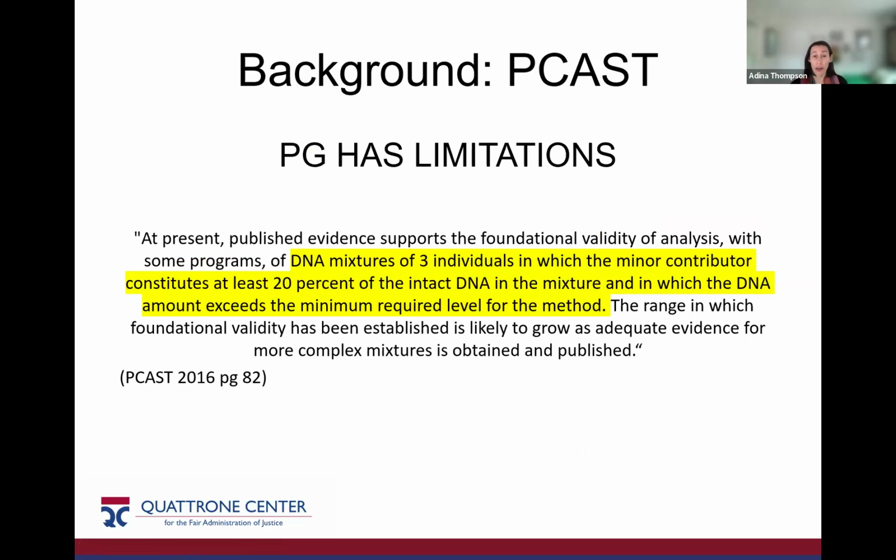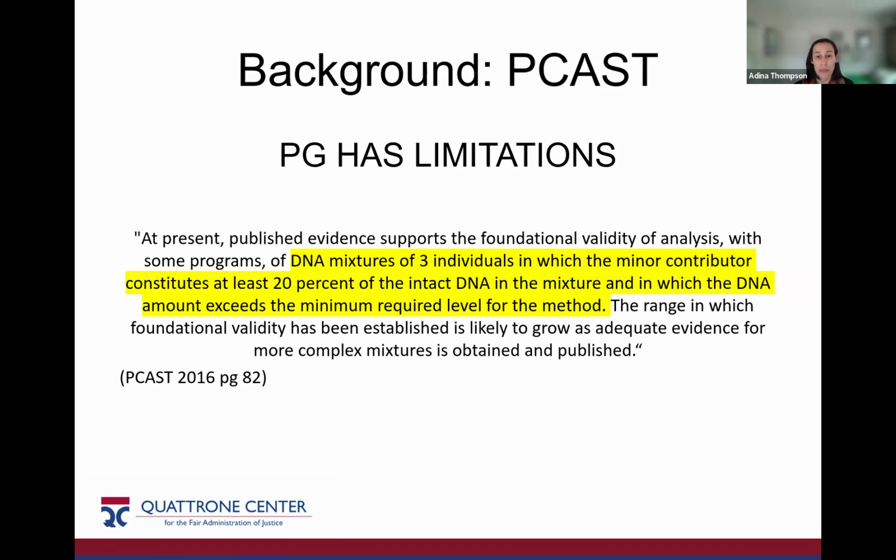The PCAST report also found that probabilistic genotyping has limitations. So this is what the report said in 2016. They were concerned about complex mixtures, but they pointed out that these techniques, PG techniques, have been validated in certain circumstances. And I've highlighted here what those circumstances are. You can dig more in, but this was the limit that PCAST was willing to put on this in 2016.